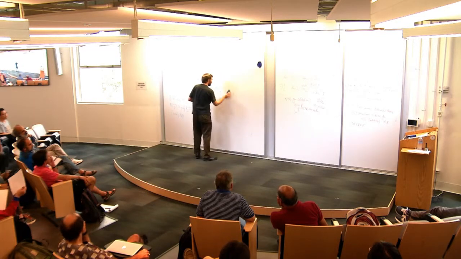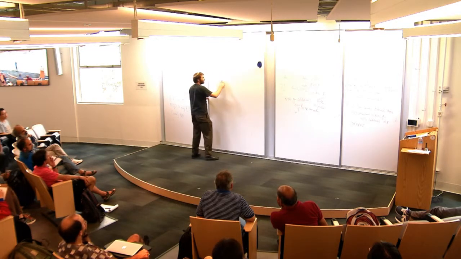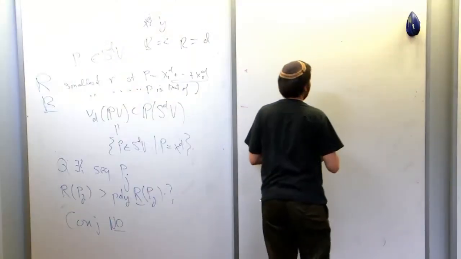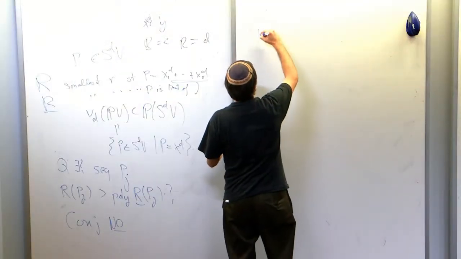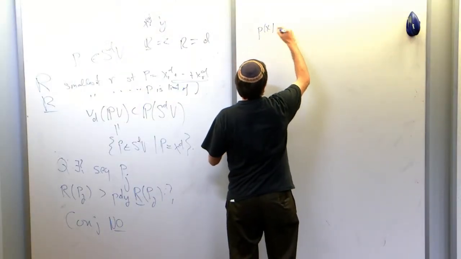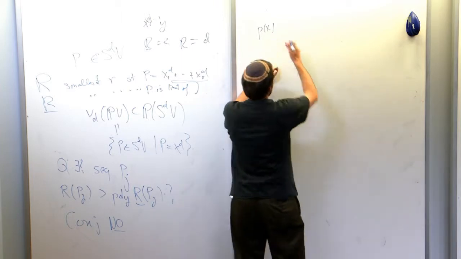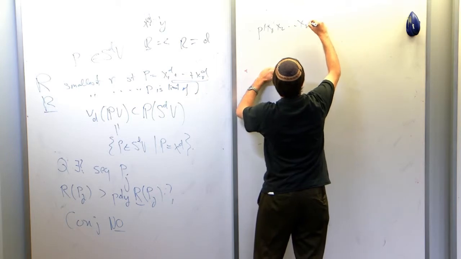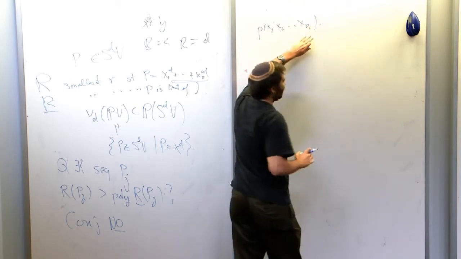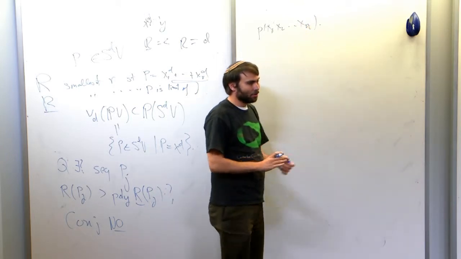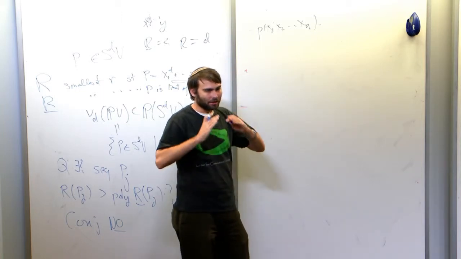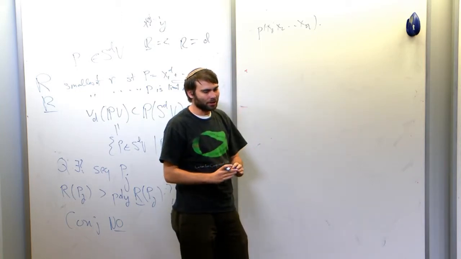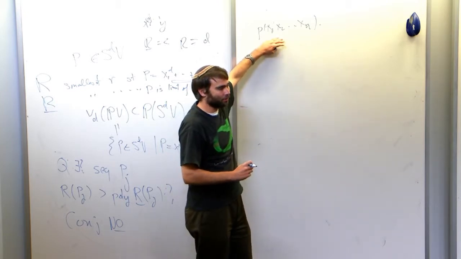So the problem is the following. Assume that you have a polynomial p of x1, x2, and so on, till xn, and I want to find one concrete polynomial which is not identically zero on any subspace of dimension, say 10. What's the minimal degree of this polynomial you can find?